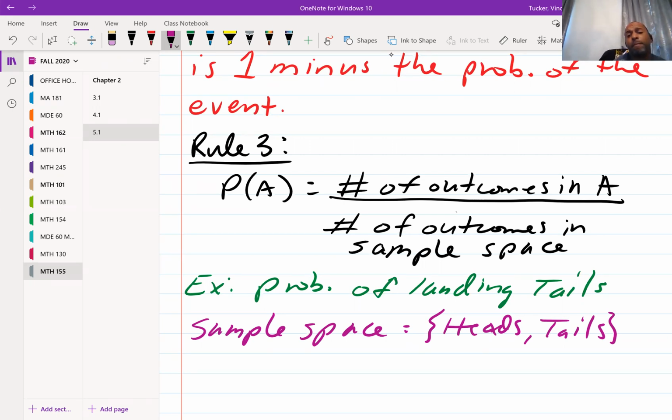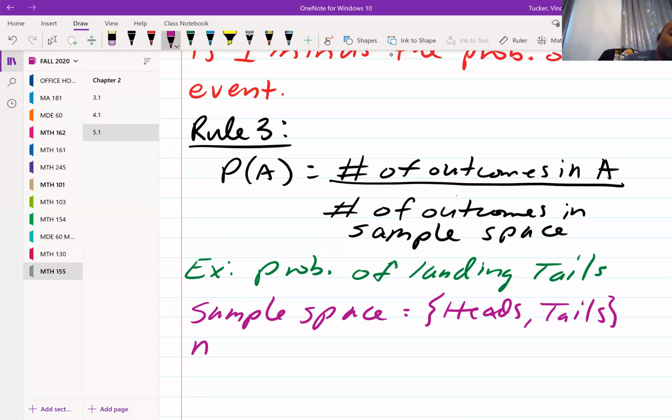Going back to flipping our coin, we want to know the probability of landing tails. First thing is always best to establish your sample space and look at what your outcomes are and how many outcomes you have in your sample space. We already mentioned that your sample space for flipping a coin would be heads and tails. Those are all of your possible outcomes. This is the short way of writing that. Let's say we use S for sample space. In parentheses, the number of outcomes in our sample space is just 2, because all we have is 2 outcomes right here.